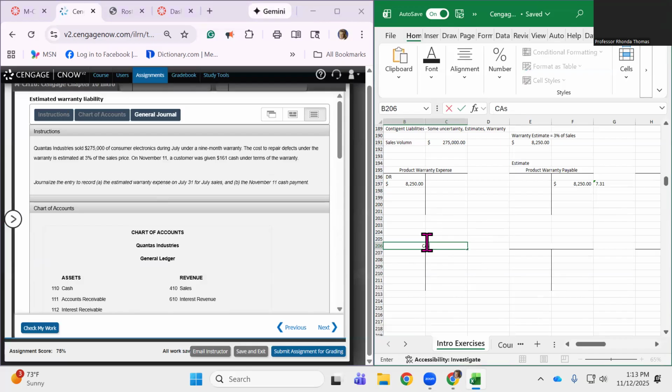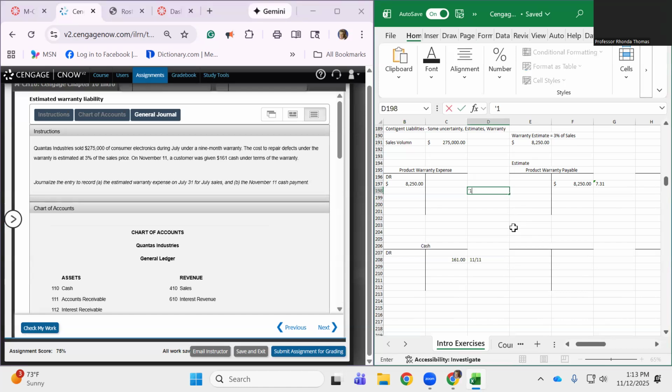Okay, so now it is in November. So we're going to make cash go down. Remember, cash has a debit normal balance, but to make it go down, we sent out $161 for a warranty. All right, so this is enacting the warranty, and this is happening on November 11th. So when we send out the cash, then the offset goes to the payable.